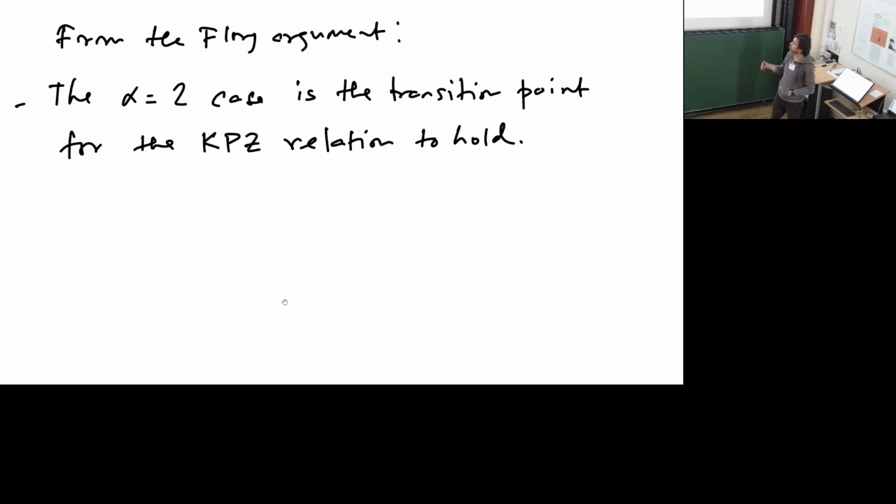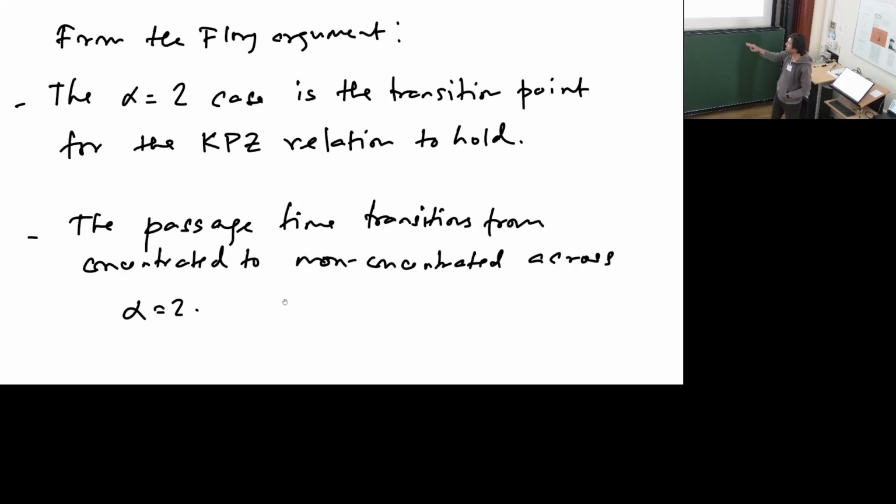And so from the Fourier argument, it seems like the alpha equal to 2 case is a transition point for the KPZ relation to hold, as we just discussed. And the passage time should also transition from being concentrated to non-concentrated. As we saw, if alpha was less than 2, the largest weight dictates everything, and so it's a random variable at that scale, so it's not concentrated anymore. And when alpha is bigger than 2, the KPZ relation holds, and so there's some concentration, so there should really be some transition also from the concentration perspective.